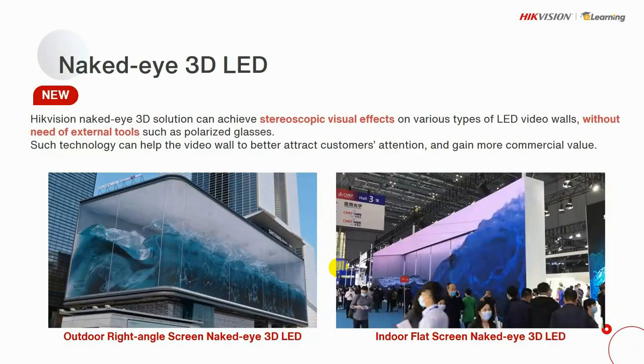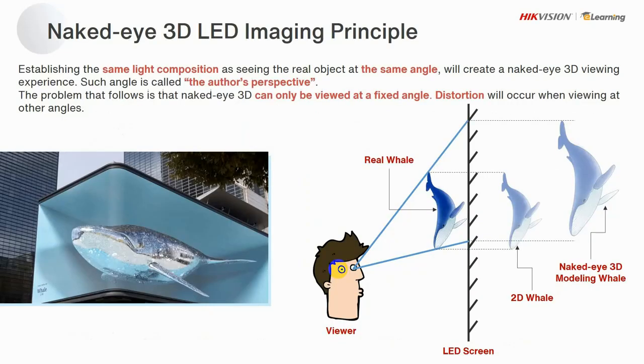And Hikvision naked eye 3D solution can achieve stereoscopic visual effects on various types of LED video walls without the need of external tools such as polarized glasses. So how to achieve it? Establishing the same light composition as seeing the real object at the same angle will create a naked eye 3D viewing experience. Such an angle is called the author's perspective.